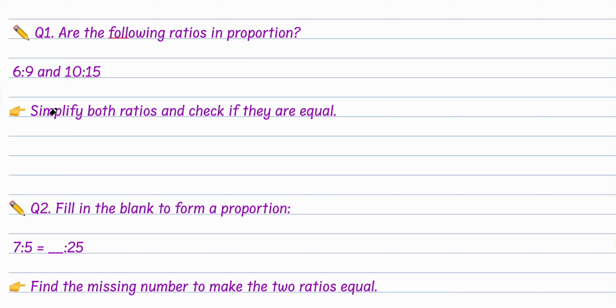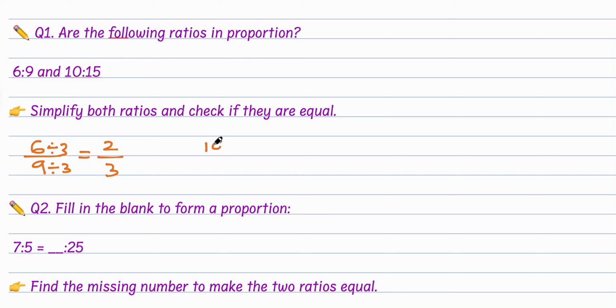What you have to do, you have to simplify both the ratios and check if they are equal. I'll suggest you to stop the video and try to do it yourself and then check the answer. So let's do it. 6 by 9. 3 is the common factor, so I can divide by 3 on both sides. And 3 2s are 6, 3 3s are 9, that's 2 by 3.